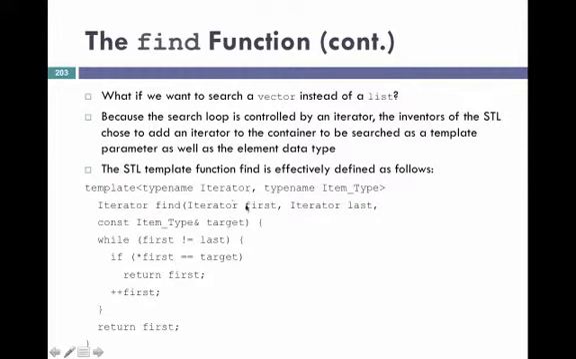And here we call a find function that takes first and last iterators as parameters, and it returns an iterator. And then the third parameter is the target, and it's a const reference. And then we say, while first is not equal to last, if the value that first points to is equal to target, then we can return that iterator. Otherwise, we increment first. And then when we're finally done, we return first.